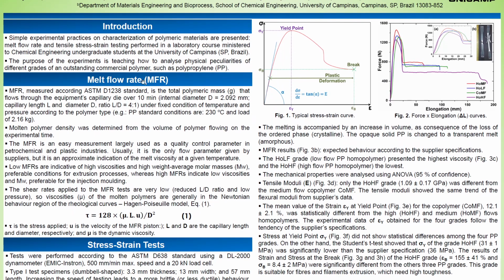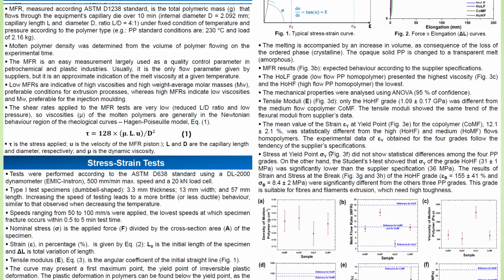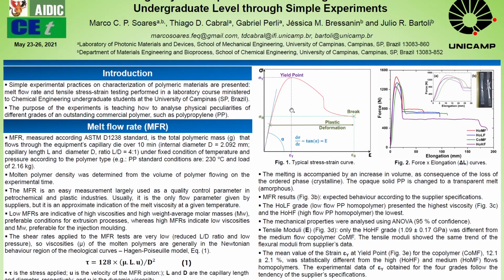Students perform melt flow rate or MFR tests using the ASTM D1238 standard to measure the density of molten polymer, MFR itself, and the viscosity of the molten polymer, as well as tensile stress strain testing following the ASTM D638 standard to obtain the stress strain curves and obtain the Young modulus, yield stress and strain, and also stress and strain at break. Here in figure 1, we can see a typical stress strain curve, while figure 2 contains the curve for the polymer samples.